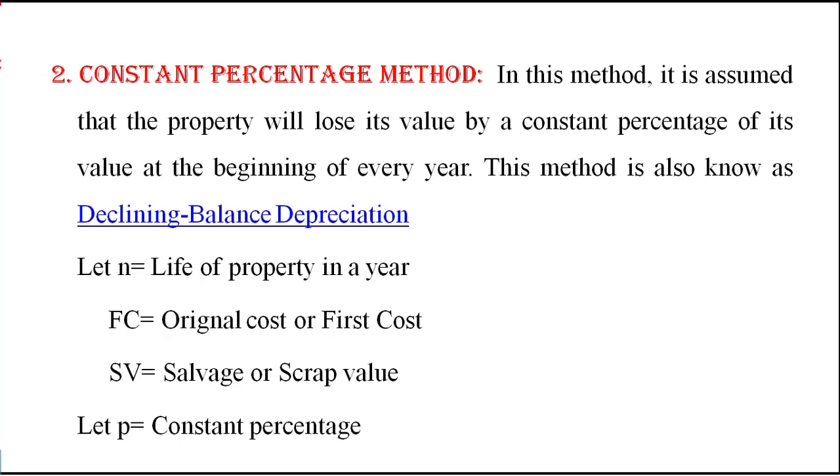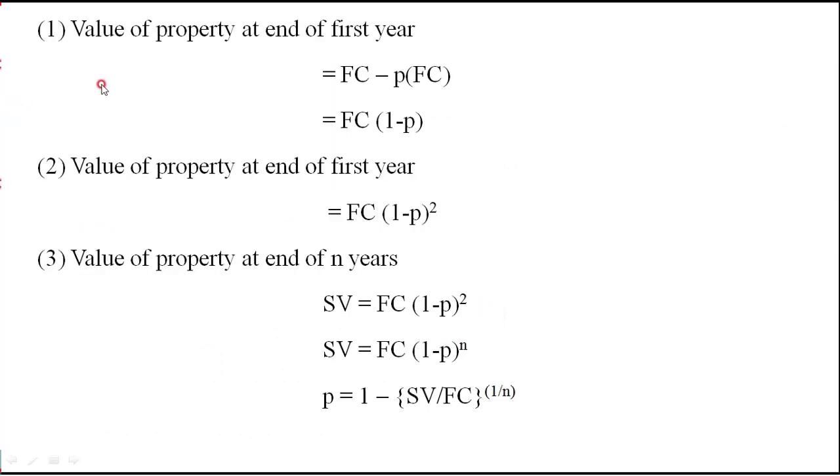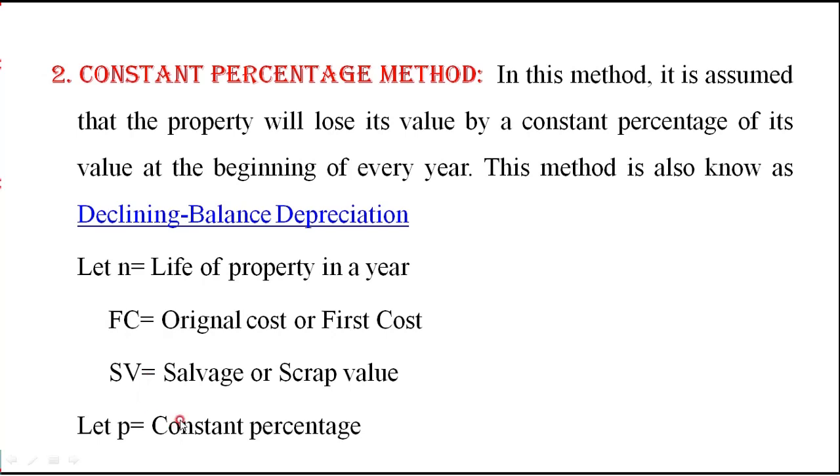So here you can calculate by this method by using the formula. I have also given the formula, but before the formula, let us have these things here. Let n be equal to the life of the property in years, FC is equal to the original cost or the first cost, SV is equal to the salvage or scrap value, and let P be a constant percentage. Then here you will have the formula for the value of property at the end of first year, that is FC minus P. As I shown you here, we are going to take P as a constant percentage.